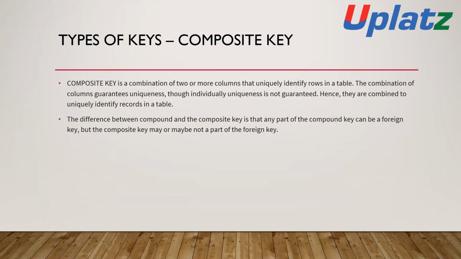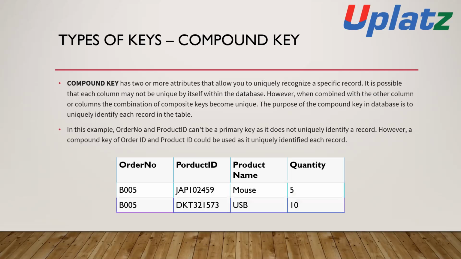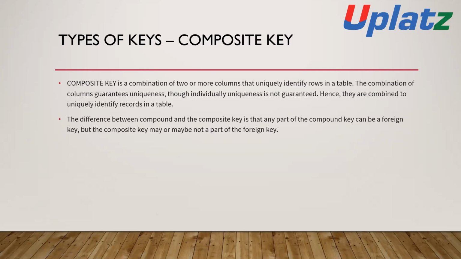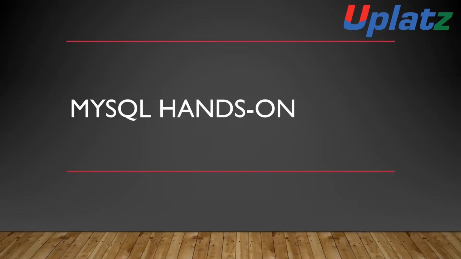The main difference between compound and composite key is that any part of the compound key can be a foreign key, but the composite key may or may not be part of a foreign key. In the previous example, order number and product ID can be part of any other table and can become the foreign key for that table. But that may not be the case with your composite key. A composite key has multiple attributes just the way we have in the compound key, but it cannot work as a reference from another table. It cannot become part of the foreign key. So that's the composite key for you.